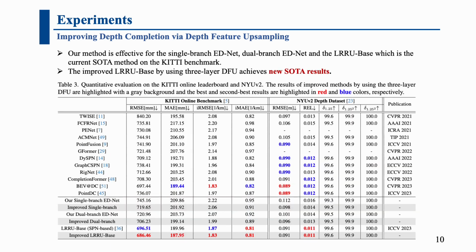In the table, we compare the experimental results of the SOTA method and the improved method using 3-layer DFU on the KITTI benchmark and NYUv2. The experimental results validate that our method is effective for the single-branch EDNET, dual-branch EDNET, and the LRU base, which is the current SOTA method on the KITTI benchmark. Specifically, the improved LRU base using 3-layer DFU achieves new SOTA results.